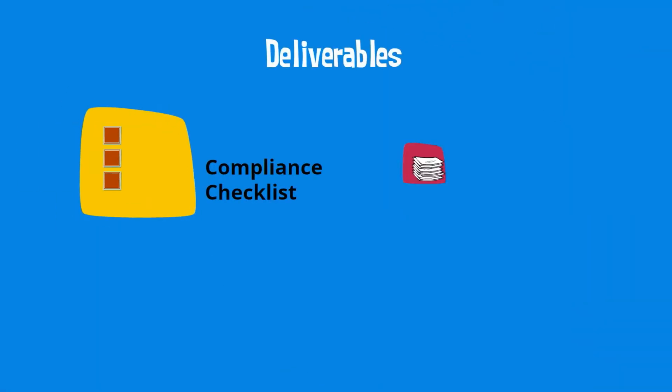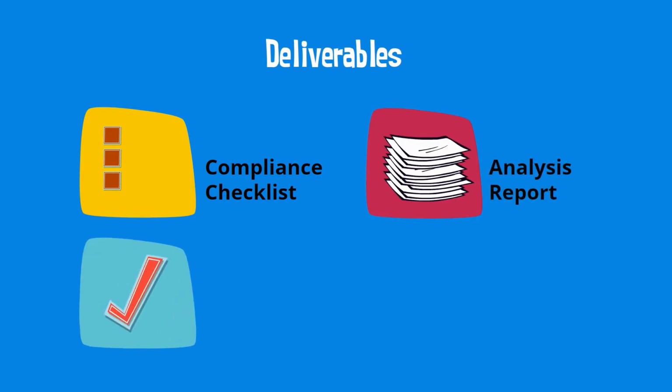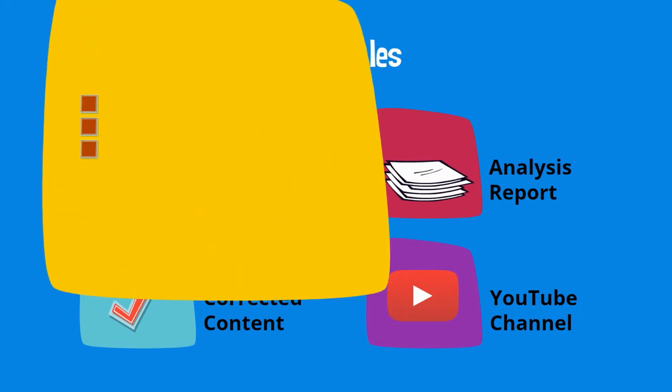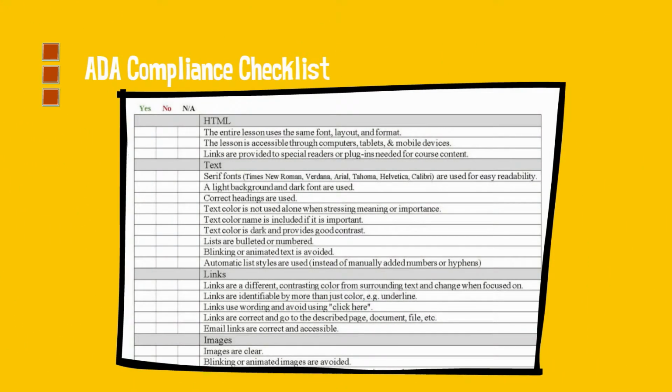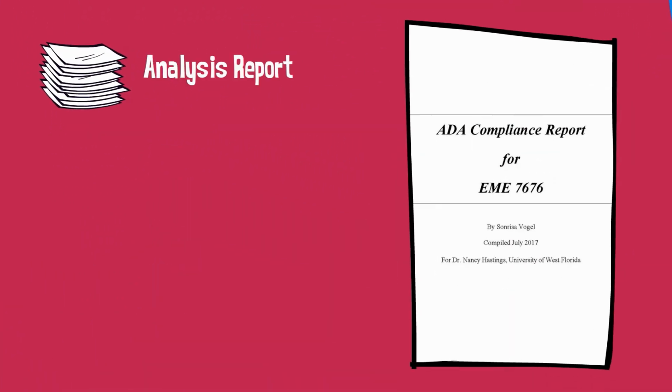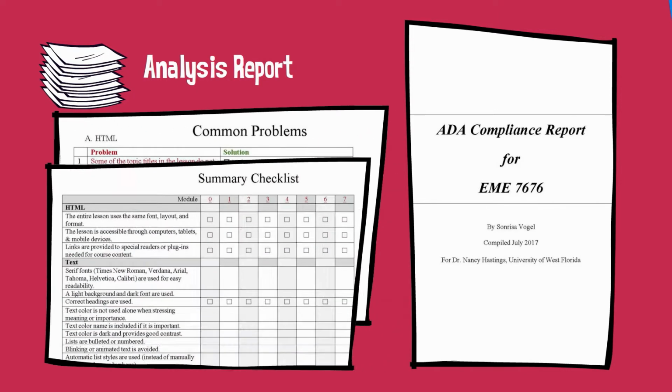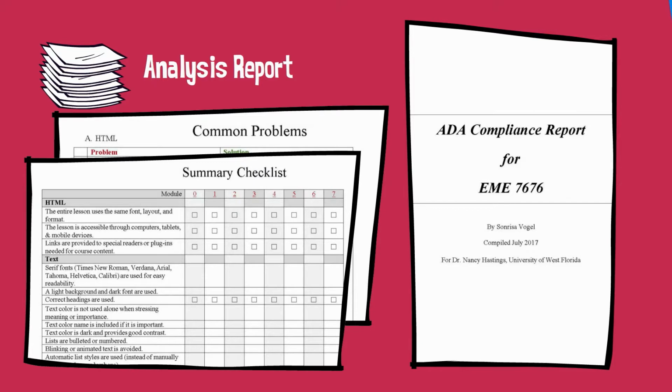The deliverables for this project were the ADA compliance checklist, the analysis report, the corrected course content, and a private YouTube channel. This is the ADA compliance checklist I created and used to analyze each module. Each part of the module was checked against it for compliance, and each item on the list got a yes, no, or not applicable. The results were then compiled into an analysis report, which also included a condensed common problems section and an easier-to-read summary checklist.